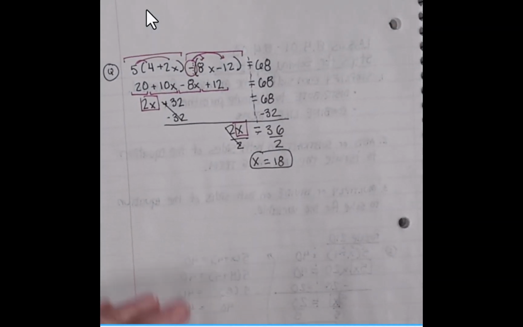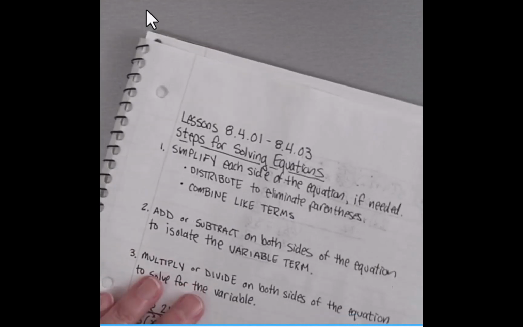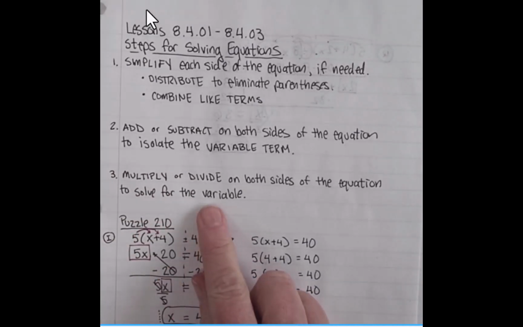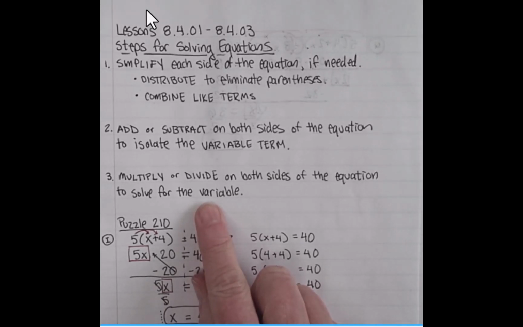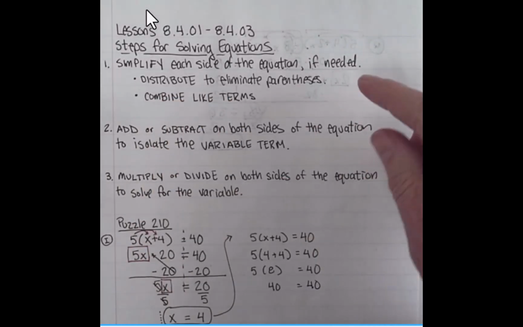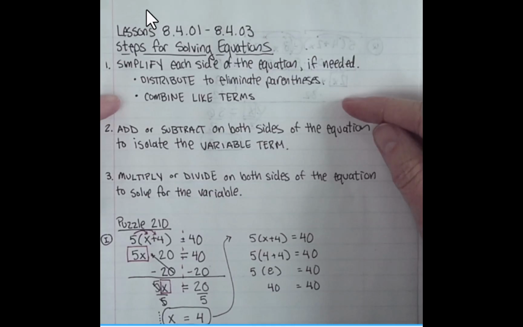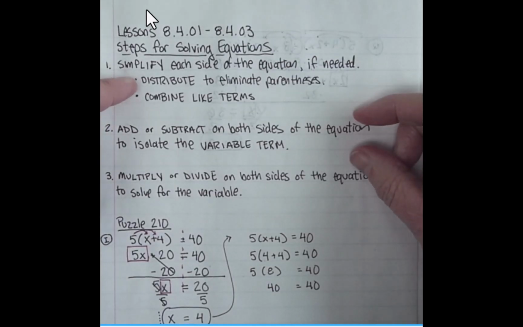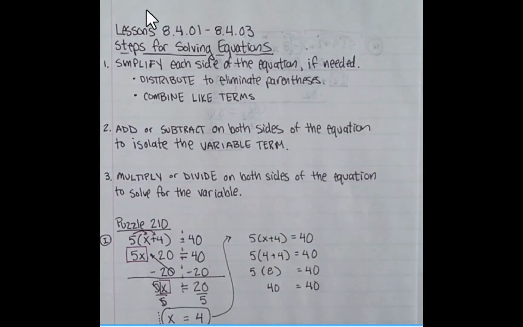So let me go back to these notes. These are the notes that we're going to be using for the first 3 lessons. Today is very much about making sure that we can simplify each side of the equation using the distributive property and by combining like terms. Make sure you show all of your work as you finish all the problems in the puzzle tonight.